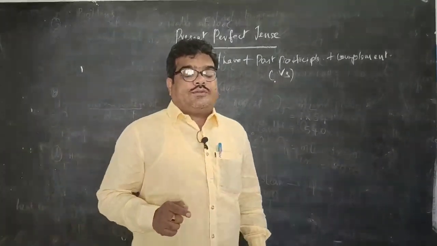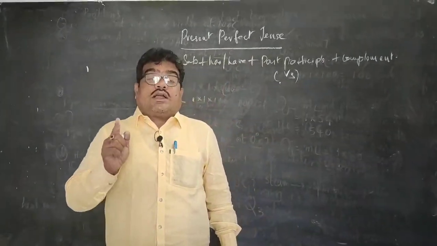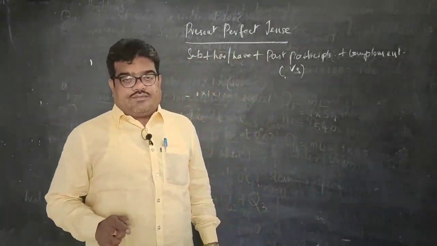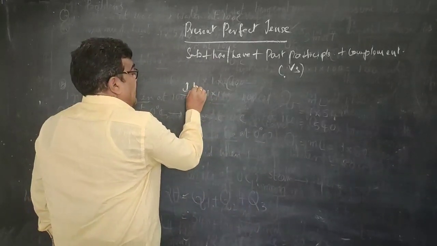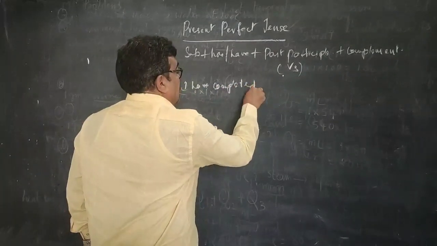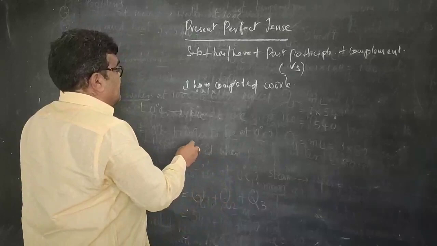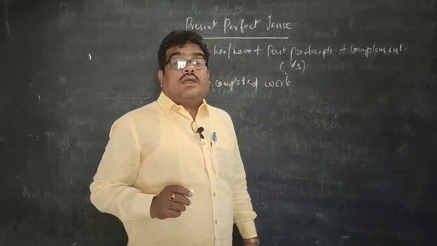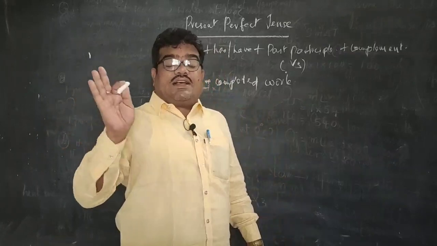Now, when it is used, number one, it is used to talk about a completed action which occurred in the immediate past. For example, I have completed my work. You see here, I have used plural. I always take plural. And I have used it for the action which has completed in the immediate past.